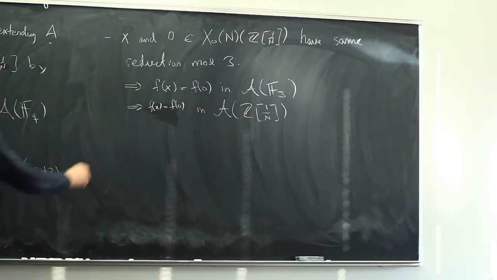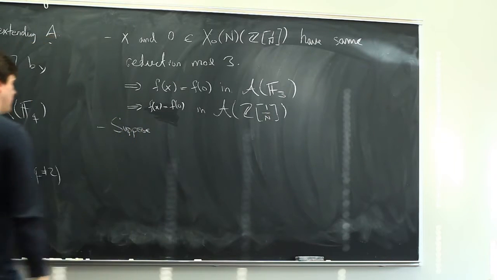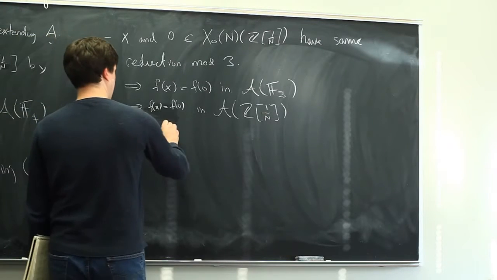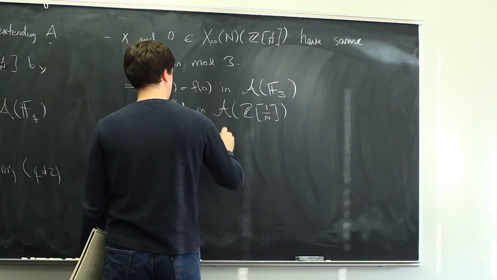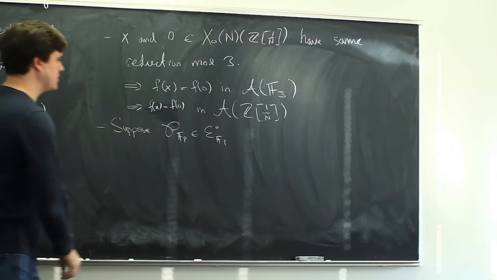Okay, so now, remember, what we're trying to prove is that we have this prime p of multiplicative reduction. We want to show that our point script p doesn't reduce into the identity component. So let's suppose, by way of contradiction, that it did. So that would mean that x and infinity have the same reduction at p.